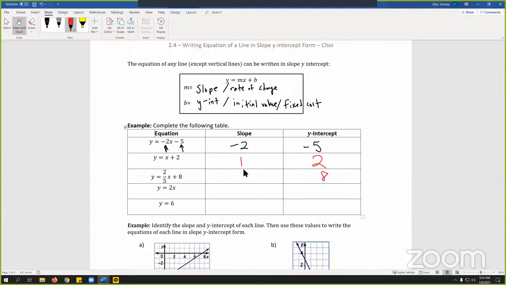Eight, and I think that's 2 over 5. I think the 1 is a typo, maybe. But yes, it is 2 over 5. Good. So it's 2 over 5. That's the number in front of x. And the y-intercept is 8. Very good. Next one, let's pick Roe.